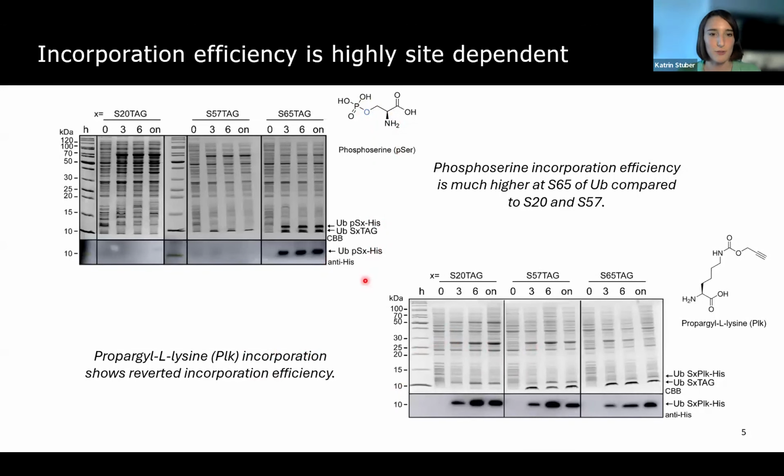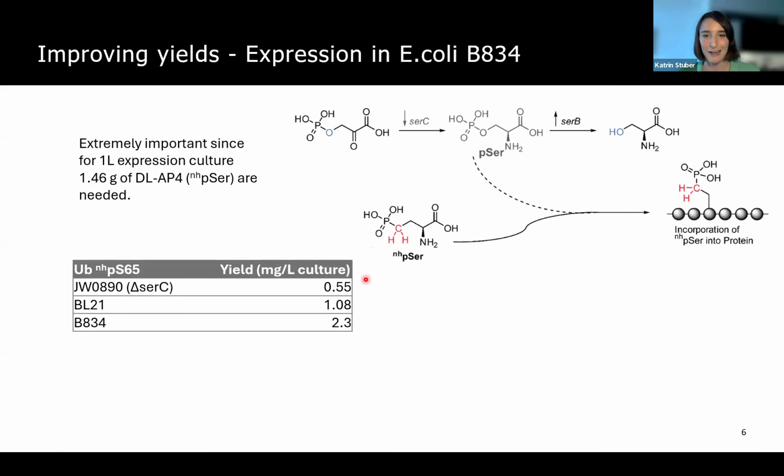But of course, it is always a problem to get high yields with these systems, and especially with the non-hydrolyzable phosphoserine. Just to give you an impression, we had to synthesize it on our own with a simple 3-step synthesis. It is very precious material, but you need quite a lot. For 1 liter of expression culture, we used 1.46 gram of this non-hydrolyzable version. And this is why we wanted to improve the yield. And what I got out with this delta C knockout strain was 0.5 milligram per liter culture, which was really not great.